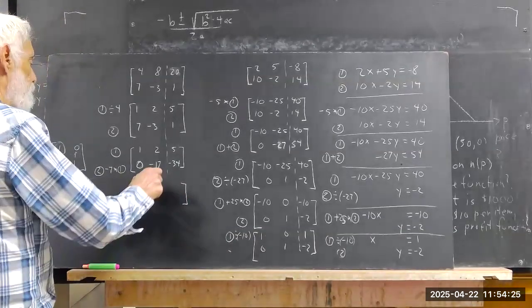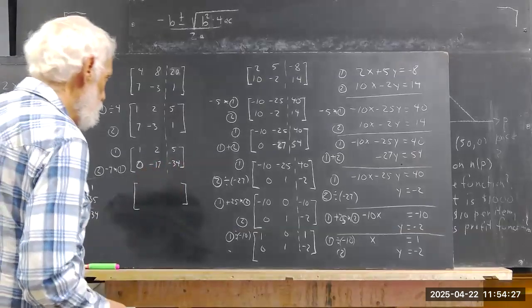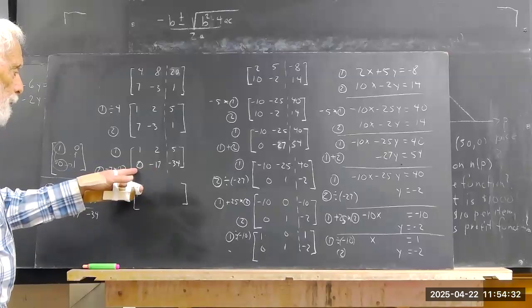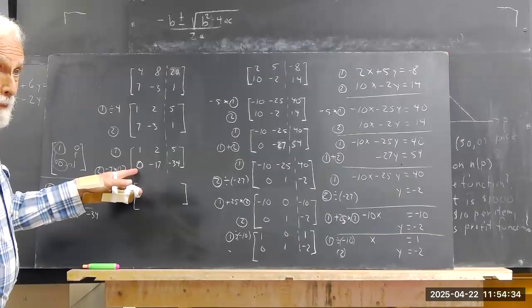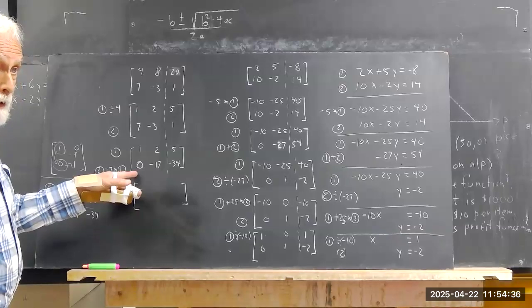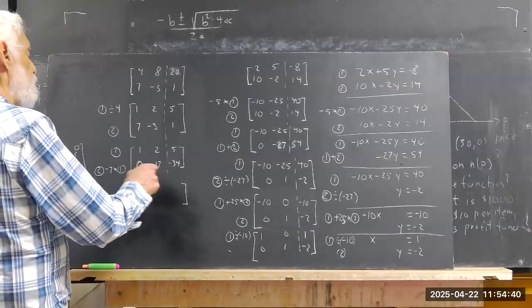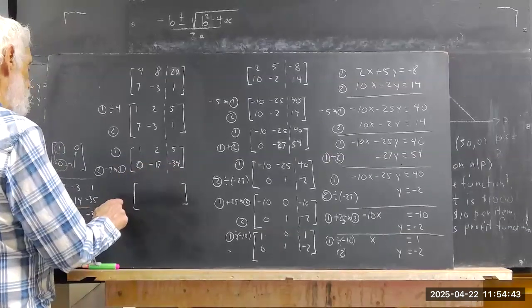Well, I need a 1 in the second row. There's no multiple of the first row I can add to get a 1 here without messing up my 0. Once I've got that 0 there, I keep it locked in. So what am I going to do?